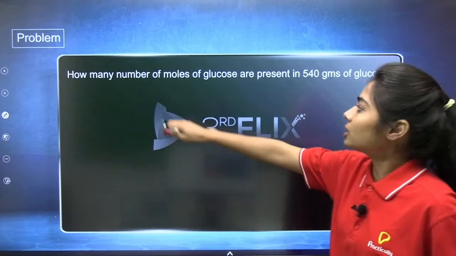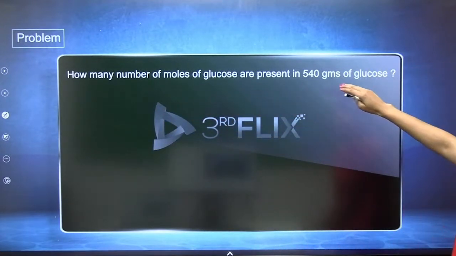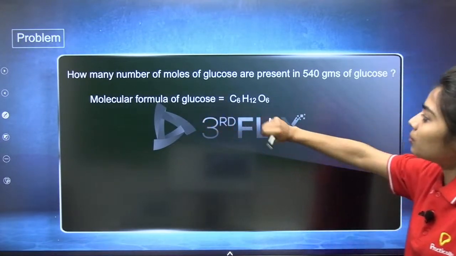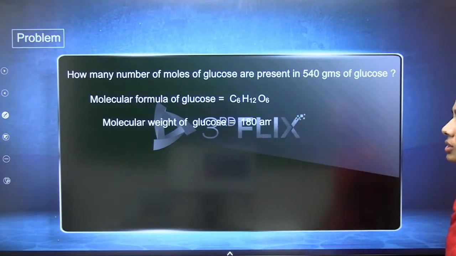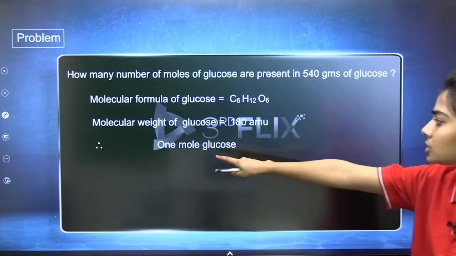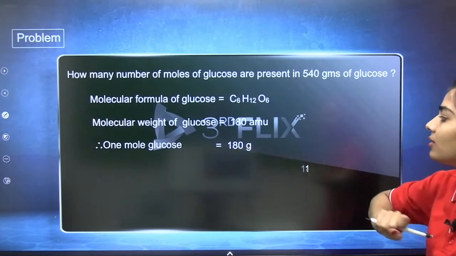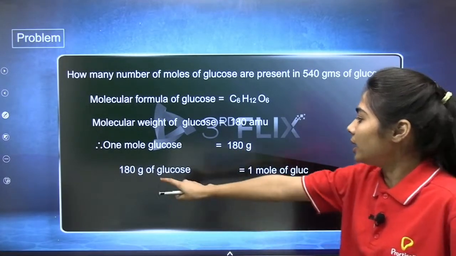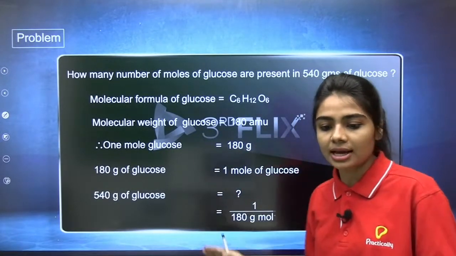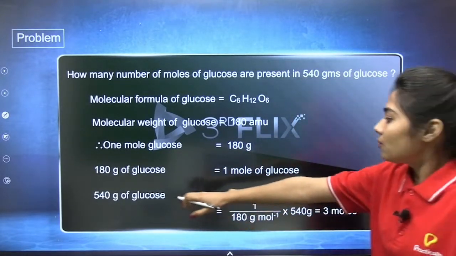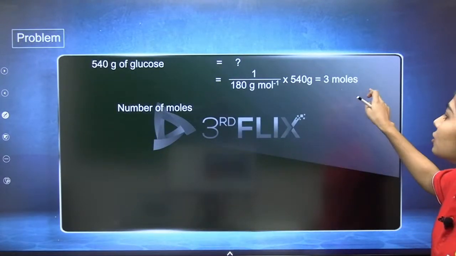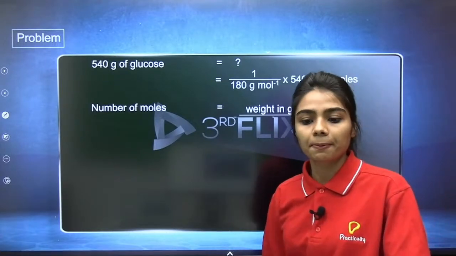This is the question: how many number of moles of glucose are present in 540 gram of glucose? So the molecular formula of glucose is C6H12O6. The mass will come out to be 180. So 1 mole of glucose is having 180 gram. So 180 gram of glucose, that means 1 mole of glucose. I will re-explain it again. So for 540 gram, how many moles of glucose are there? 3 moles of glucose are there.